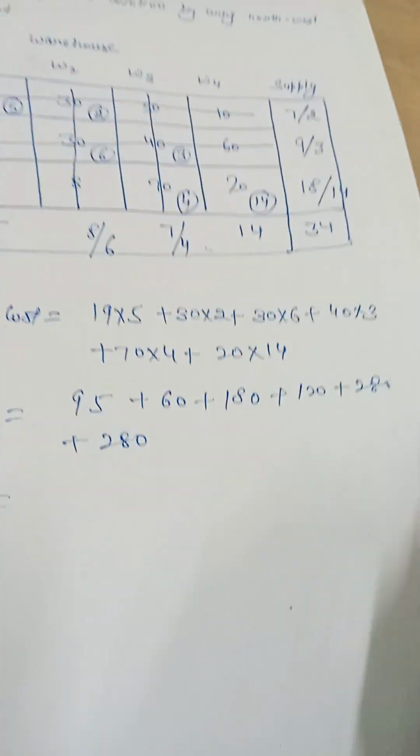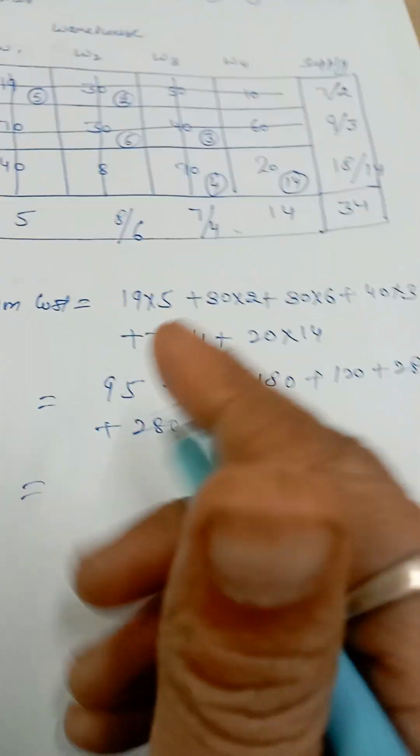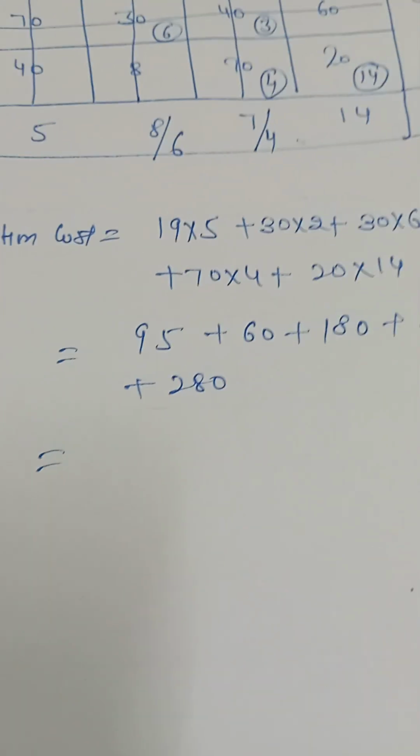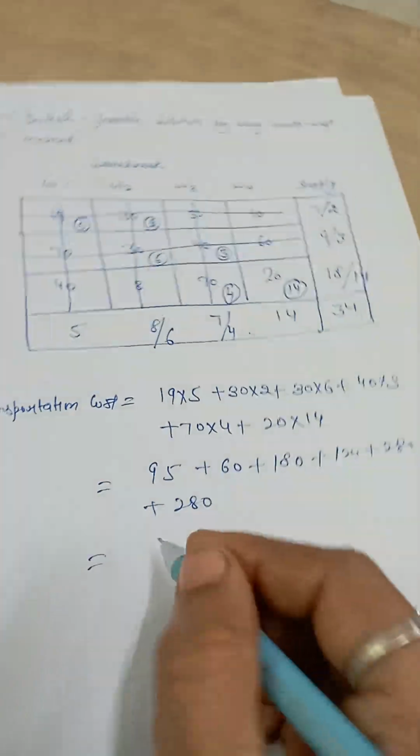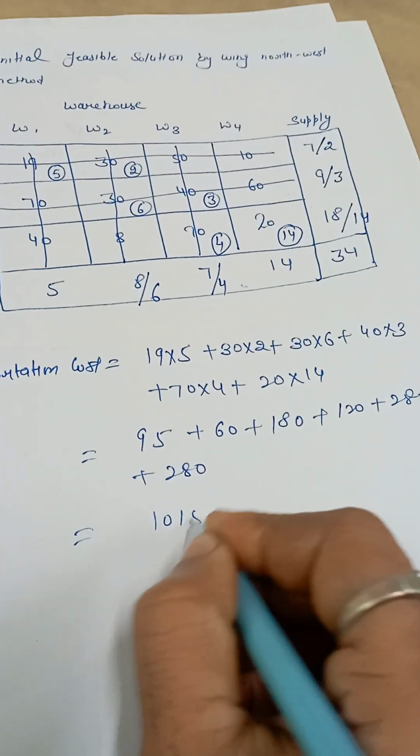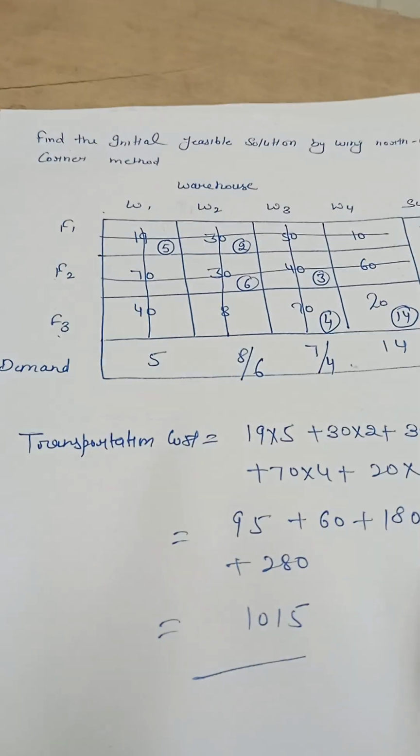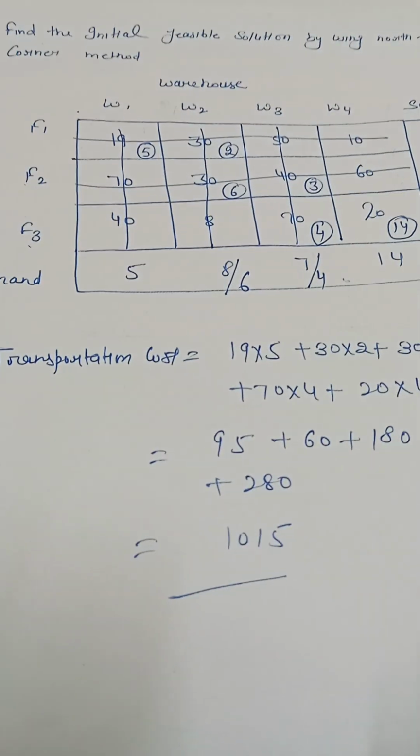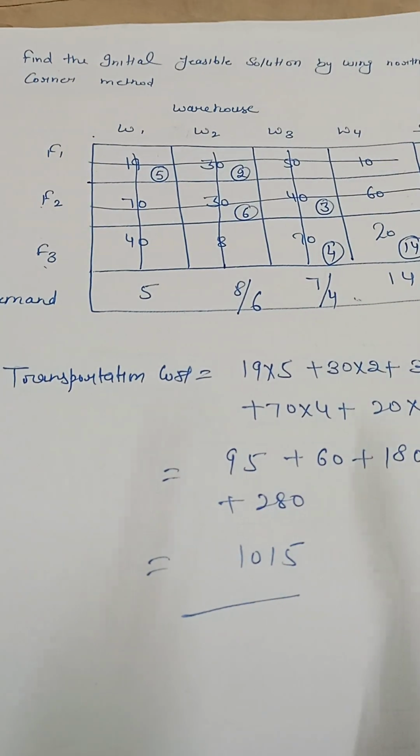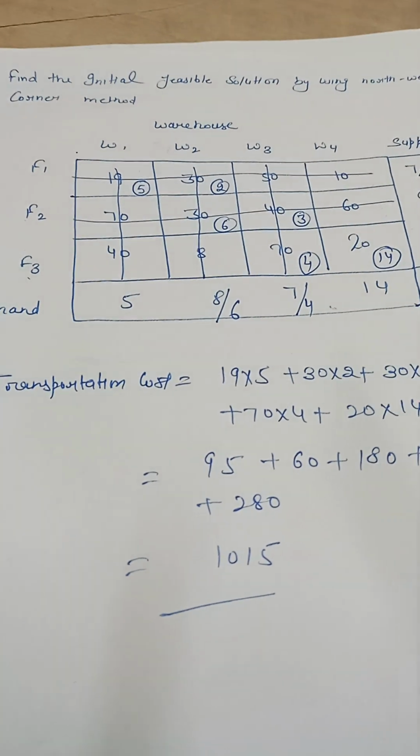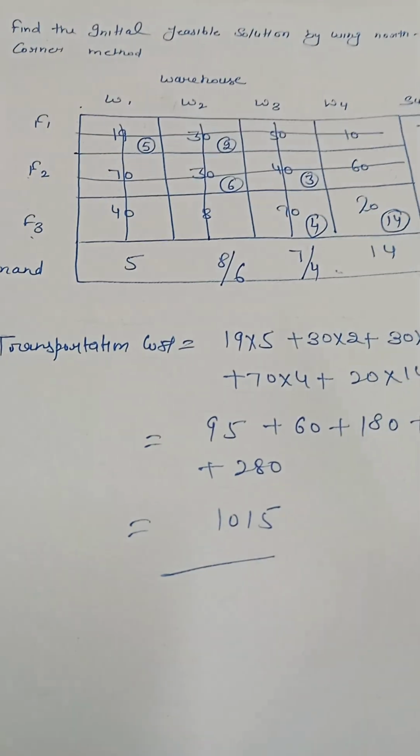Now we sum all the costs. When we total all the costs, the transportation cost will be rupees 1015. This is the transportation cost, and this is the method of calculating the transportation cost by the initial feasible solution using the northwest corner method.